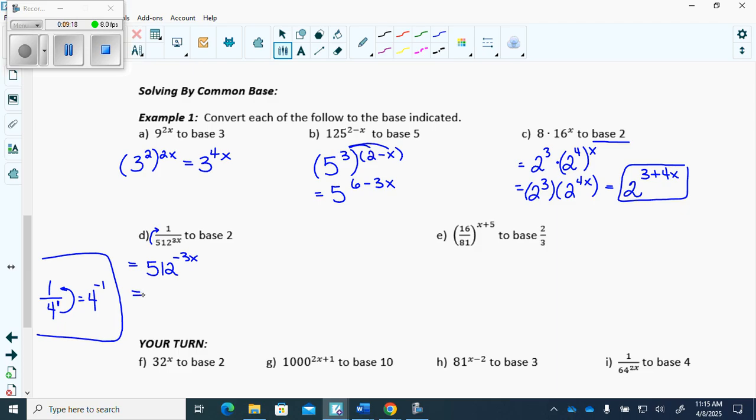Okay? So now that I brought this one up and made it a negative 3x, I have to make it be base 2. 512 is 2 to the what? 9. Is it 8 or 9? It's 9. So we get 2 to the negative 27x. 9 times 3.